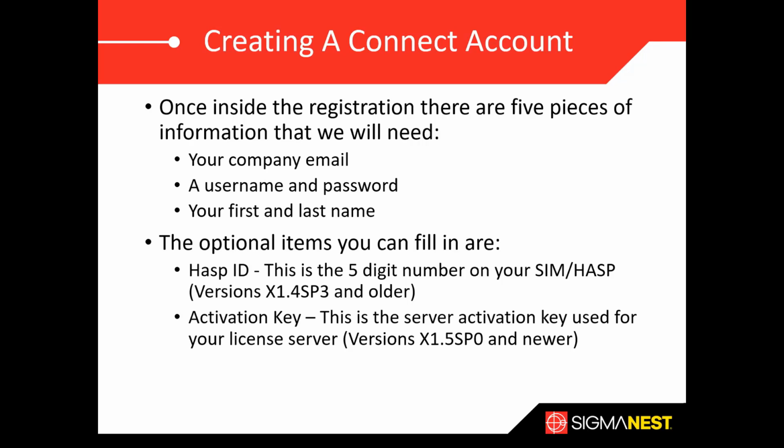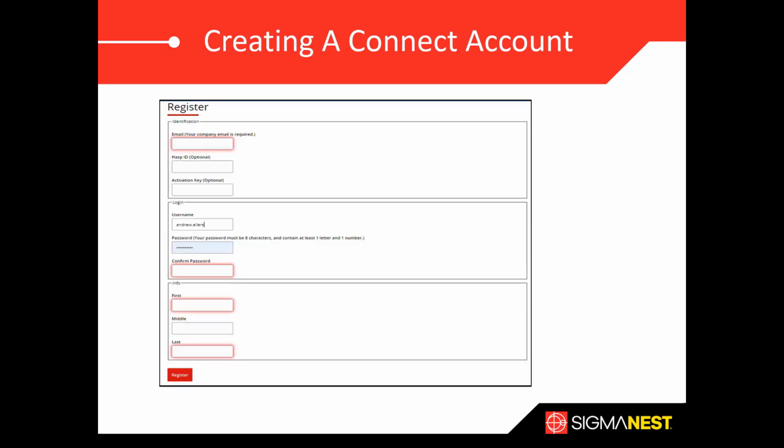The other optional item is an activation key. This is the server activation key used for your license server. So any version of the software that is X1.5, SP0, and newer that uses software licensing will have this key. So once you click the register button, this is the page that you're going to see. As you can see, all of the information that you do need to fill in is red. I've already filled in the username and password, and that's why they're not red.